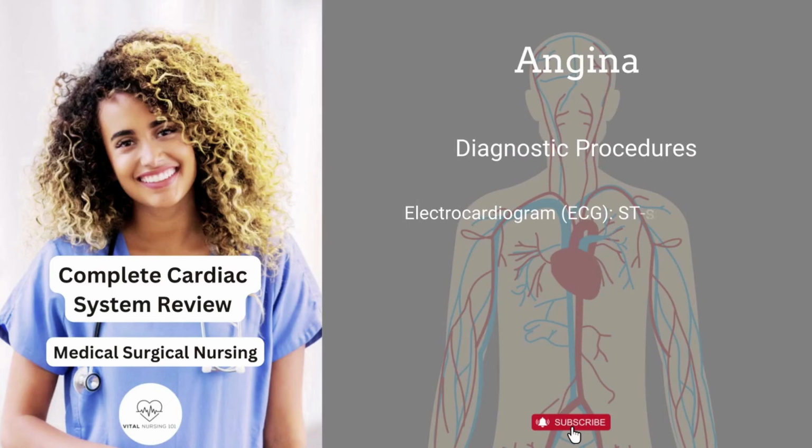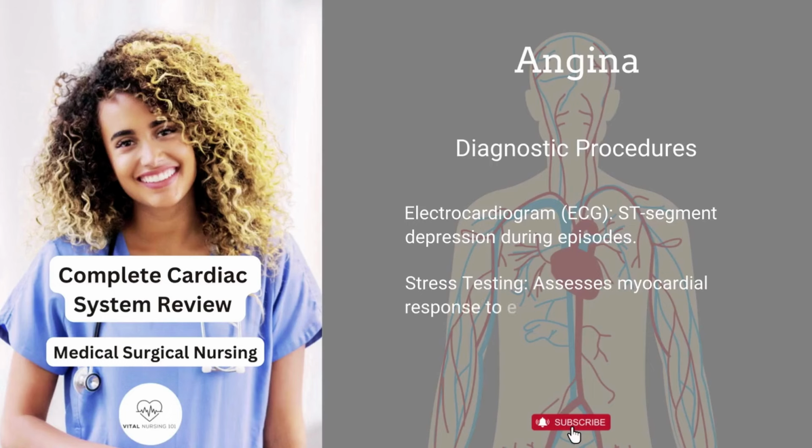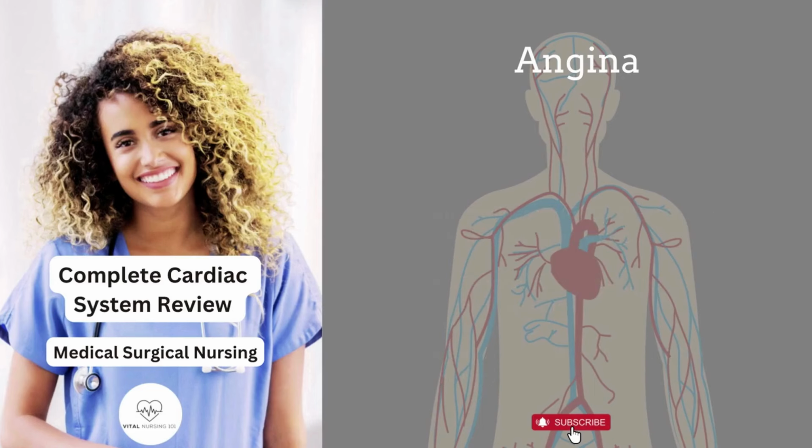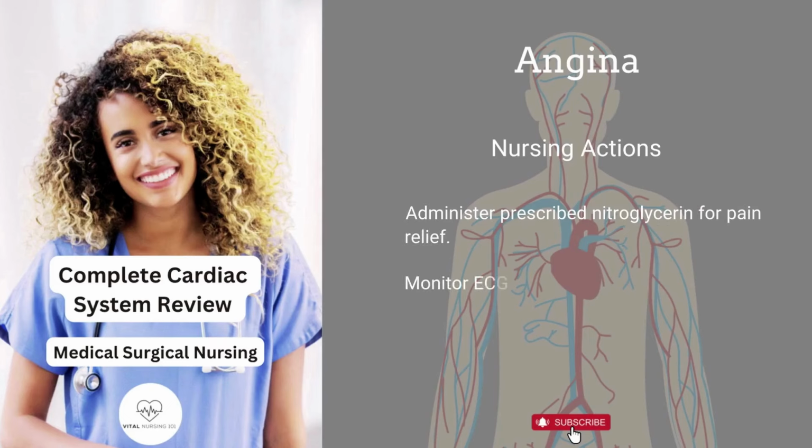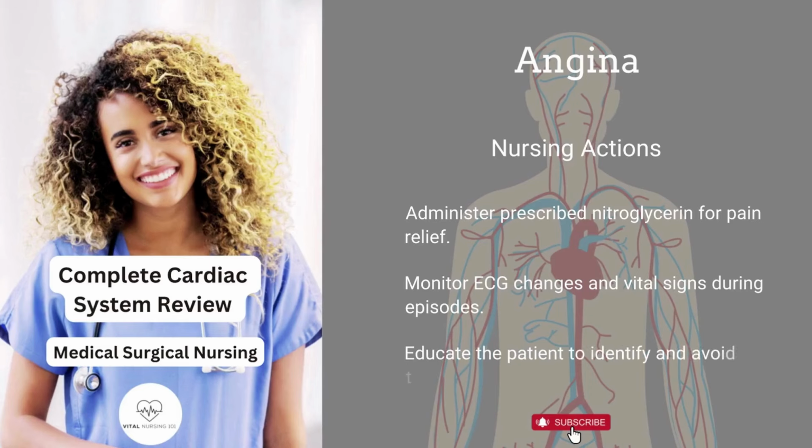Diagnostic procedures are the following: electrocardiogram or ECG, which will show ST segment depression during episodes. Stress testing assesses myocardial response to exercise. Coronary angiography, which will identify blockages in coronary arteries. Nursing actions are the following: administer prescribed nitroglycerin for pain relief. Monitor ECG changes and vital signs during episodes. Educate the patient to identify and avoid triggers.